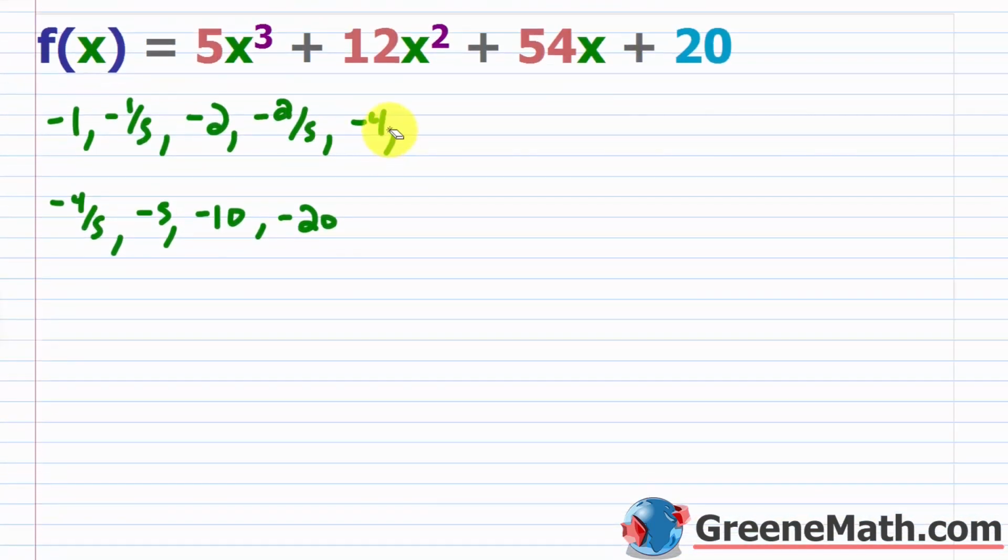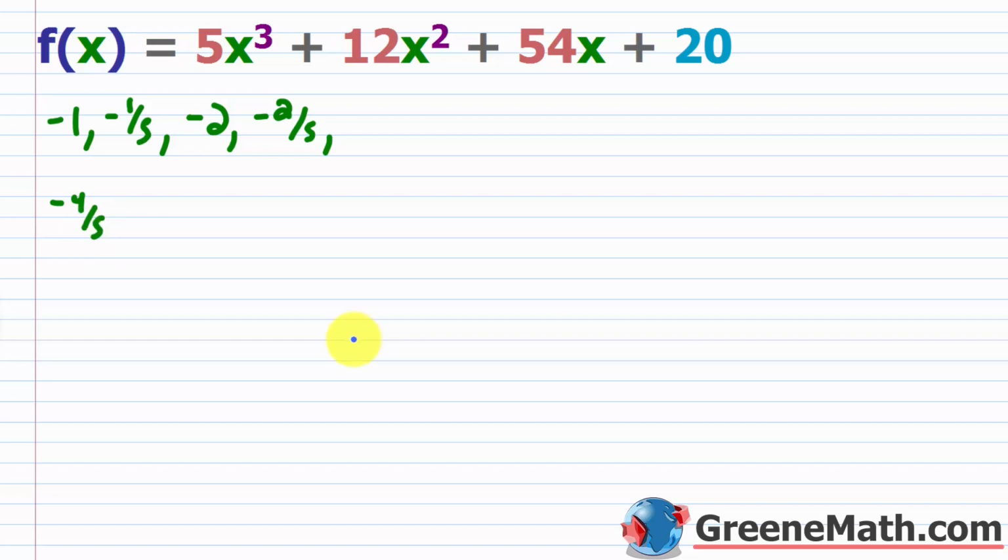Now, I can take negative 4 off. I don't need it. I can take negative 5 off, negative 10 off, and negative 20 because those values are less than negative 4. Okay, so everything that I have now would be greater than negative 4. Now, the next thing I would think about here, negative 1 is something easy to just plug in for. So I would just check that real quick.